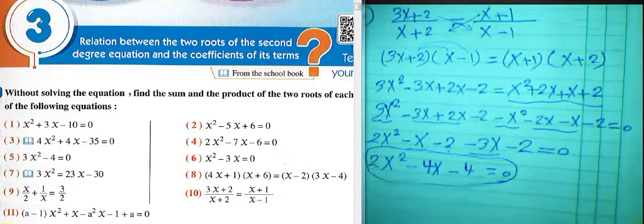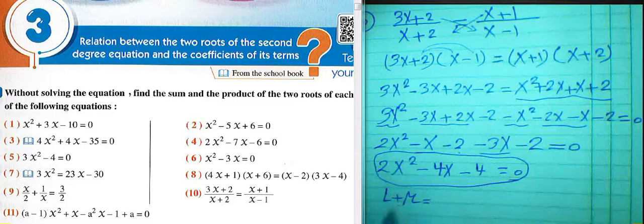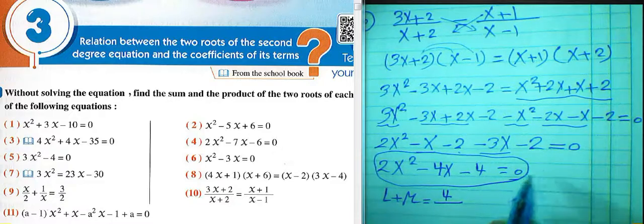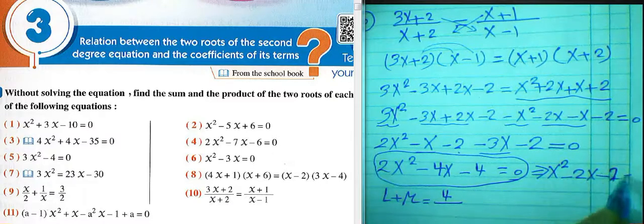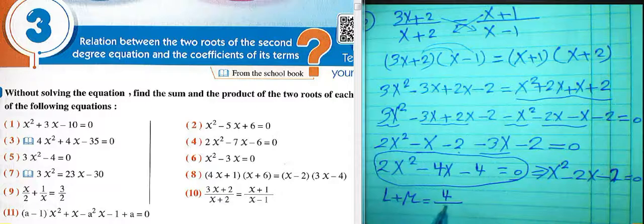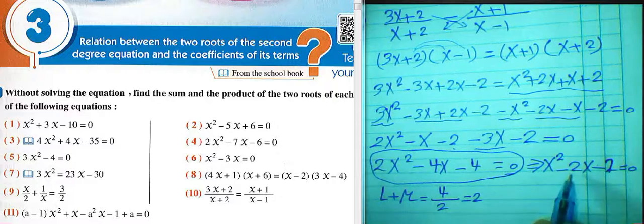Now we can find L plus M, the sum of two roots, because L and M are two roots. So the result will be negative 4, converted to 4, or you can simplify it. Someone can simplify it by dividing by 2 again. So the result will be x power 2. This equation converts to x power 2 subtract 2x plus 2 equals 0. So L plus M, the sum of two roots, equal 4 over 2 equal 2, or negative 2 over 1 equal to 2 again.